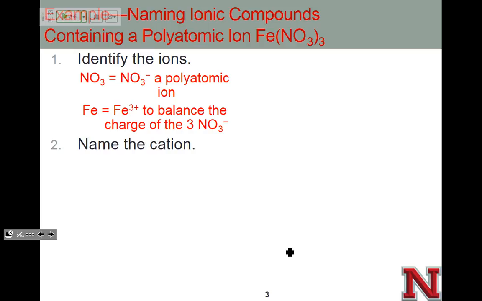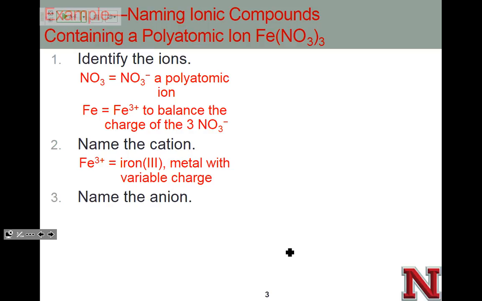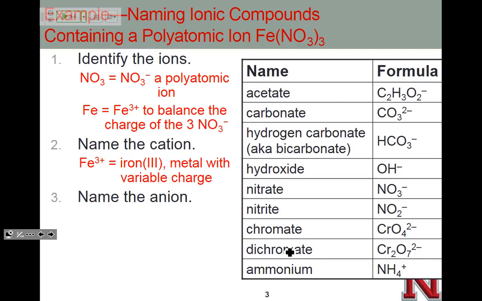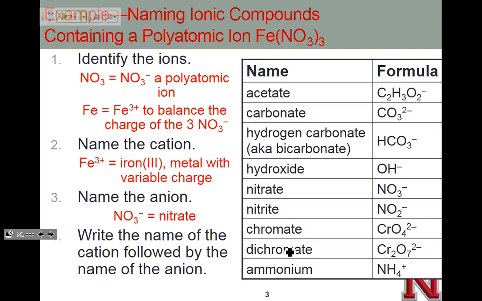So now we can name our cation, and remember, since it's variable, we have to put the charge of it in parentheses in Roman numerals. So this will be iron 3. That's our metal, and we have to show that 3. And then naming our anion, again, from the table, we know that this is our NO3 minus, so that's nitrate. So our anion is nitrate. And then we just put this together: iron 3 nitrate.